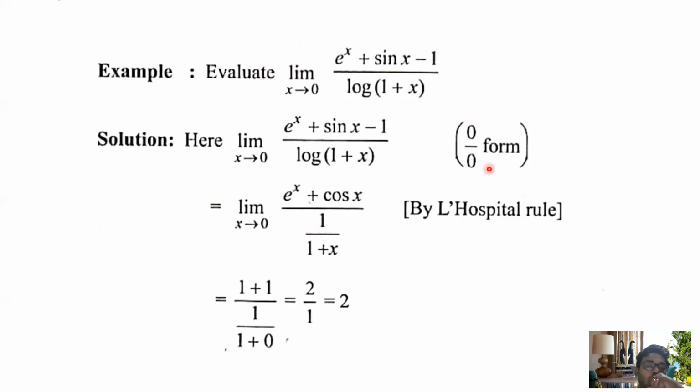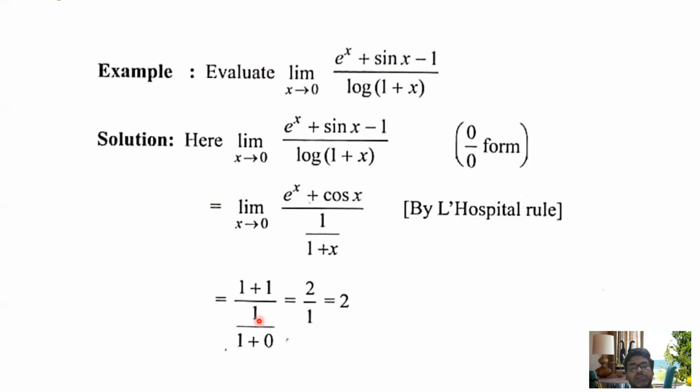Indeterminate form 0/0. Now what do you do? Don't forget to mention L'Hospital rule. By using L'Hospital, you have to differentiate: the derivative of e^x is e^x, the derivative of sin x is cos x, and the derivative of 1 is 0, and the derivative of log(1+x) is 1/(1+x). Now again you put x equals 0: e^0 is equal to 1, plus cos 0 is equal to 1, divided by 1.